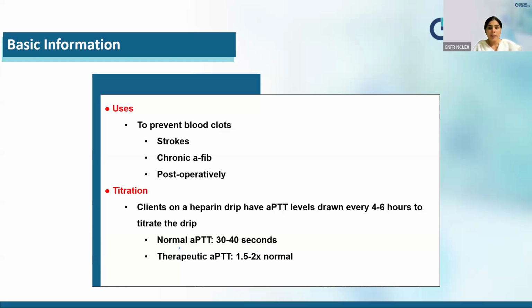Post-operatively. Why post-operatively? What happens post-operatively? To prevent DVT. Yes, to prevent DVT. Very good. Because the activity will be decreased, right? DVT can happen, so we also prevent the DVT. The stasis will be there, clot formation will be there, and we are prescribing heparin to the patient to prevent the clot formation. Understand?